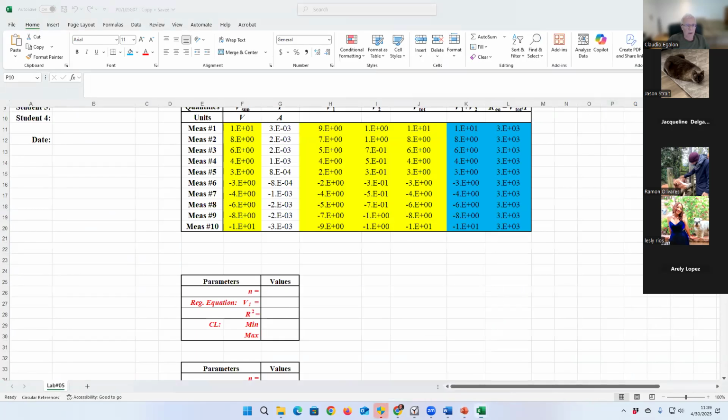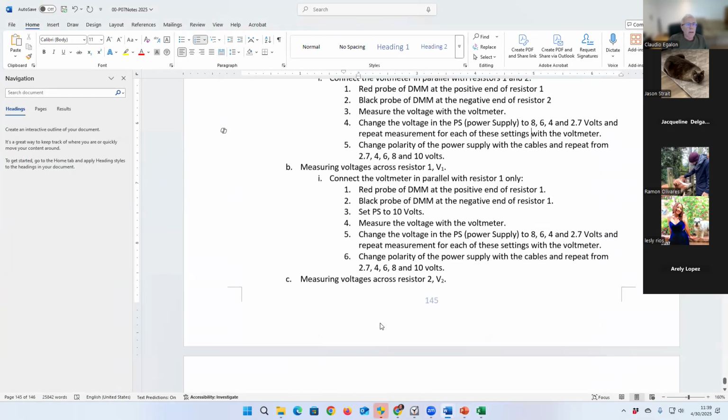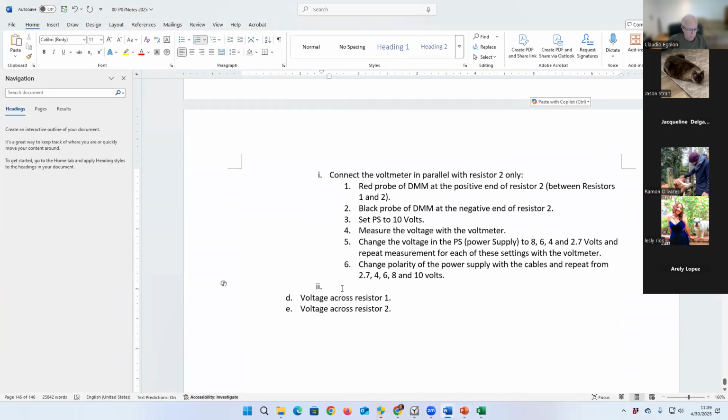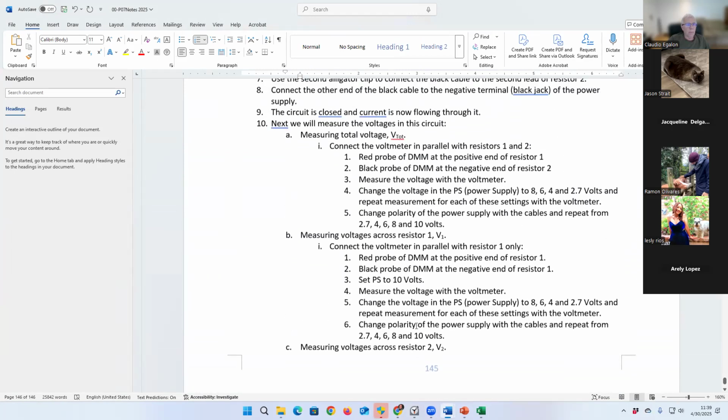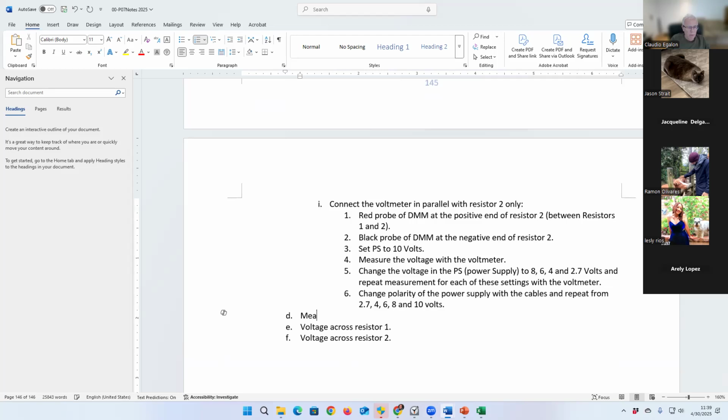Okay, so now we are going to start a brand new, different procedure. Measuring current in the circuit. Take everything apart and start from scratch.